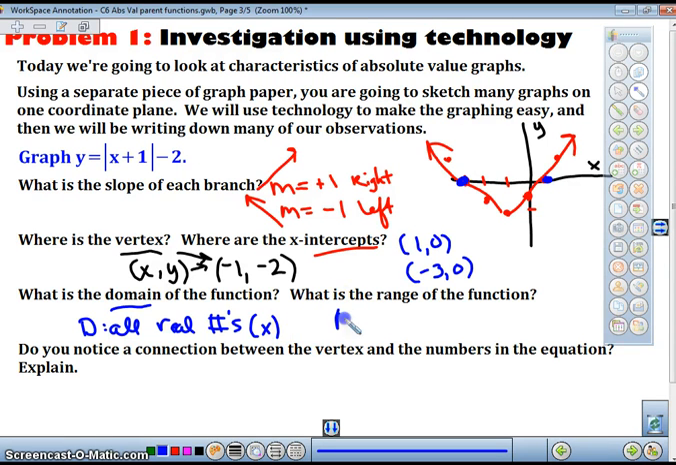But when it asks us what our range is, that's the y values. Well, the y's are going to keep going up, but what is their starting point? So that's what we want to be taking a look at. We're going to say that y is greater than or equal, because it actually could be -2. y is greater than or equal to -2 for all real numbers.